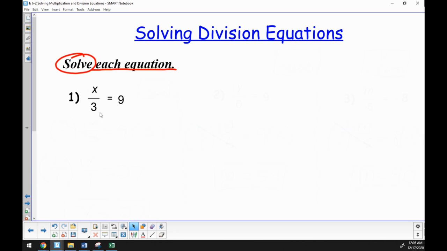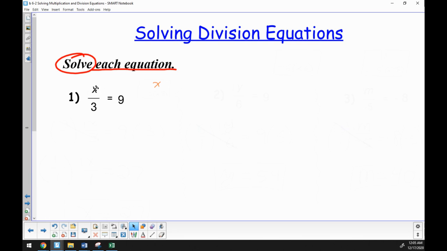Now, we're going to solve this equation the same way that we solve all equations, and that is by doing the inverse or the opposite. So to do that, we're going to first identify the variable. The variable is an x, and I write that down. We're going to identify what is happening to the variable.